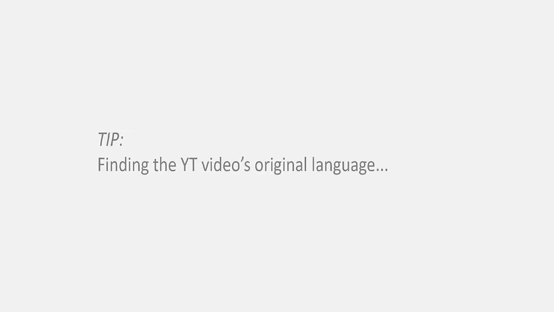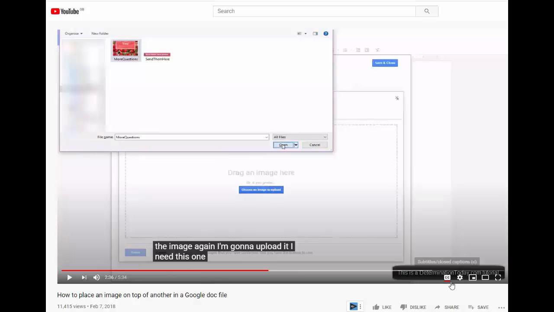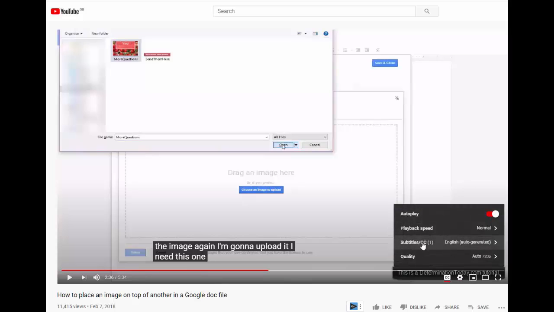Here's some additional bits for you. Do you know there's a way of finding out YouTube's original language? This one's in English, and the reason why it is in English, because if we click settings, you can see subtitles, CC, the original language it was recorded in was in English. It says English auto-generated. YouTube picked up that it was an English language, consequently, it changed the subtitles and CC into the English language.